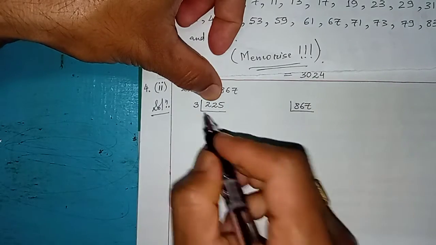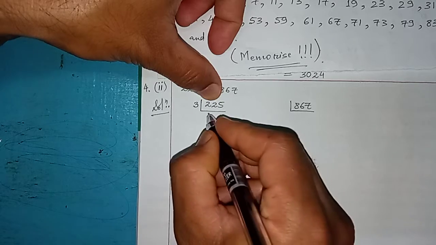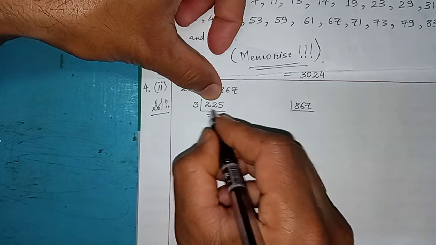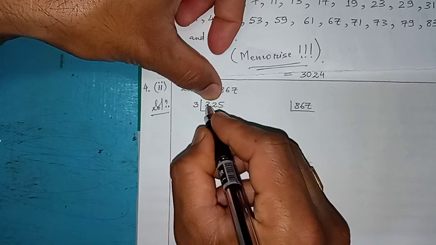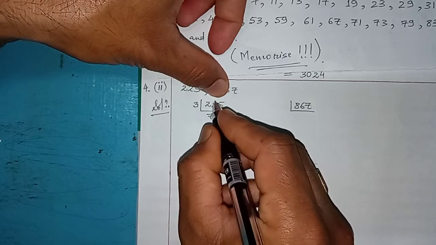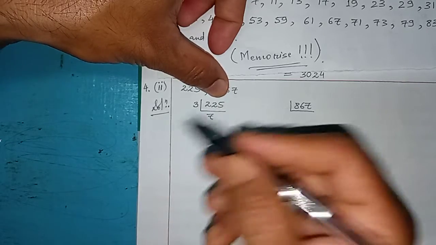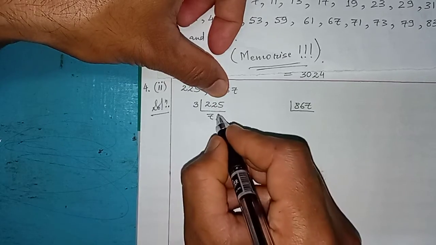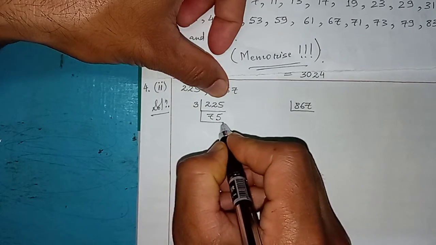Keep recalling the table of 3 in your memory. You'll find that 3 7s are 21, because 3 8s are 24 which is bigger, so we'll not take bigger, we'll take smaller. 3 7s are 21. Then 22 minus 21 is 1. That remainder 1 joins with the 5 from the left, so this 5 becomes 15. Then again see the table of 3, 3 5s are 15. In this way we got 75.